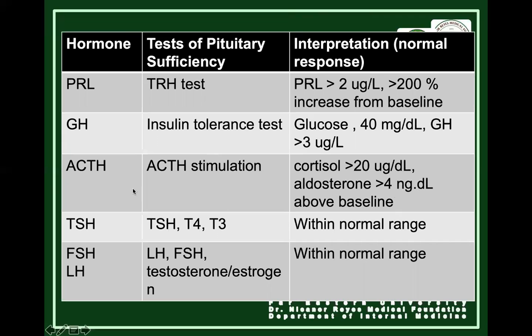For your TSH, just a paired test, or you can do the TRH, but just a paired test would be enough, and it should be within the normal range, or it's not inappropriately high or inappropriately low. Okay, so FSH and LH, so you just get also a paired test, LH and FSH with estrogen for females, and LH, FSH and testosterone for males, and it should be within the normal range, age and sex adjusted. Okay, so you have to look at the normal level for the age of the patient and the sex of the patient, because it differs.